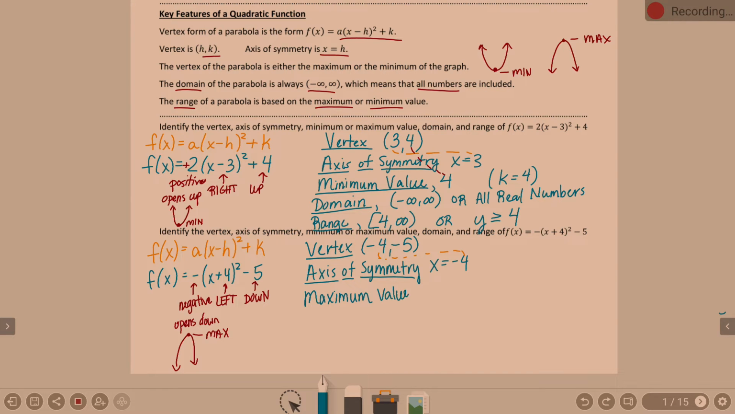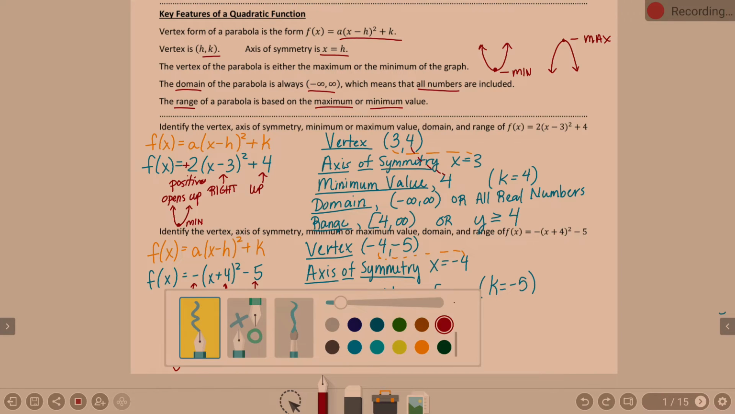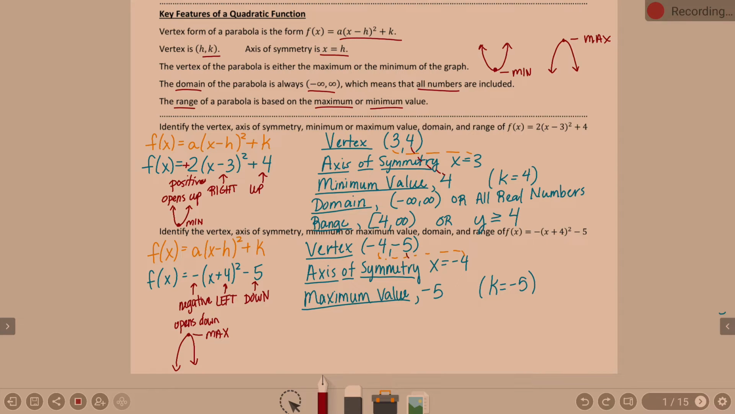What is that maximum value? What is the highest point of that parabola, Patrick? Negative 5. Okay. You can think of it as it's always going to be the k value. And there is also the connection that the negative 5 is the second number of the ordered pair, yes? Yep. Always the y value.